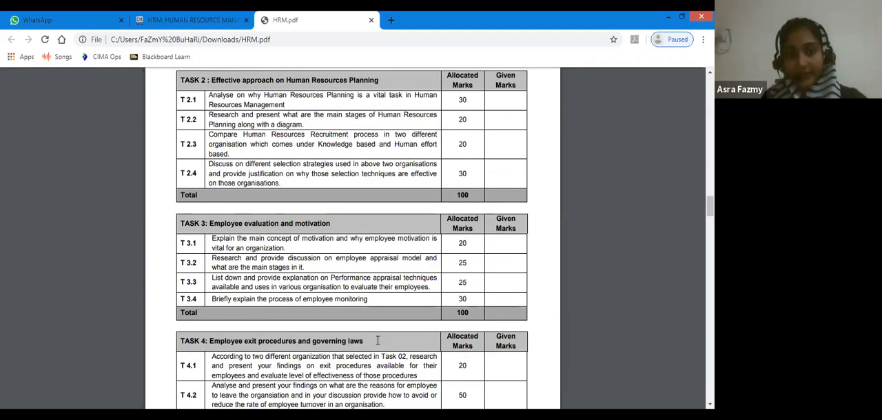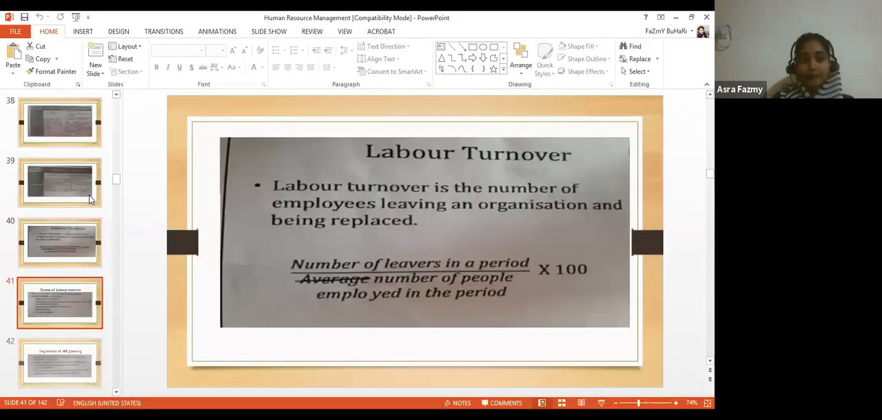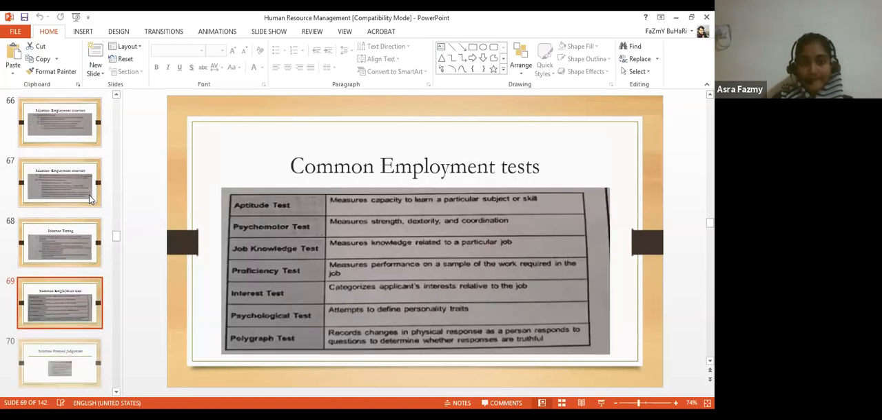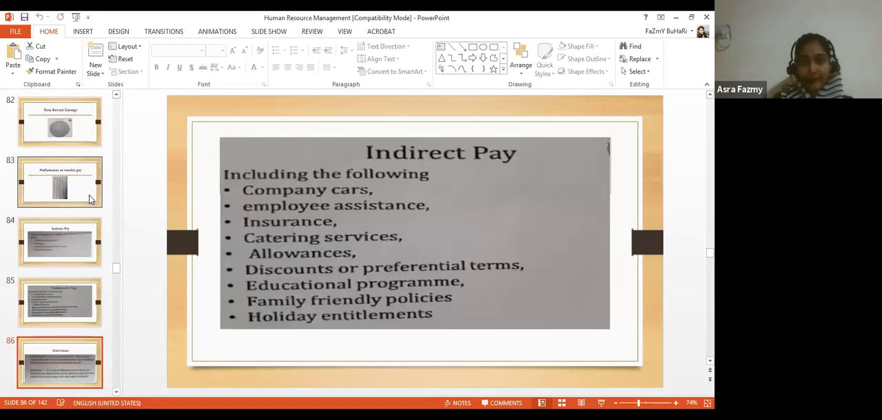Okay, employee evaluation and motivation. So 3.1, explain the main concept of motivation and why employee motivation is vital for an organization. So we studied something called motivation. So give me a minute. You will have to discuss what is motivation first of all. Okay, you have to tell what is motivation.